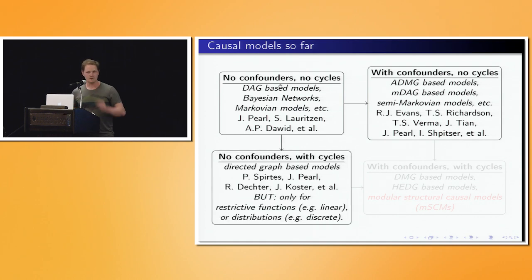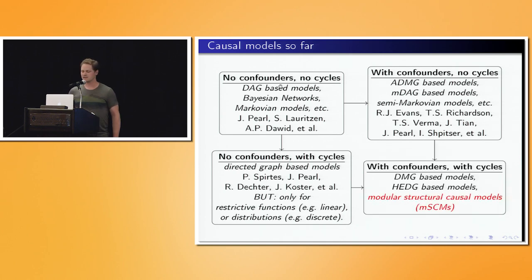And then on the other hand, we have models which allow for cycles, like cyclic interaction and feedback loops, but they don't allow for confounders, and they're usually very restricted in their assumptions, like linear models or discrete variables. What we want to do is extend this and do both at once, and we also want to allow for all kinds of nonlinear functions. So we want to allow for confounders, for cycles, and nonlinear functions. What we developed is what we call modular structural causal models.